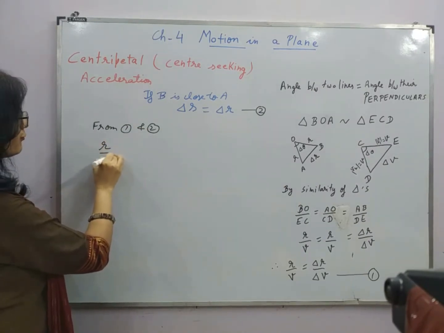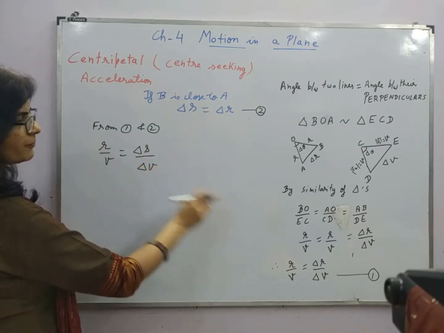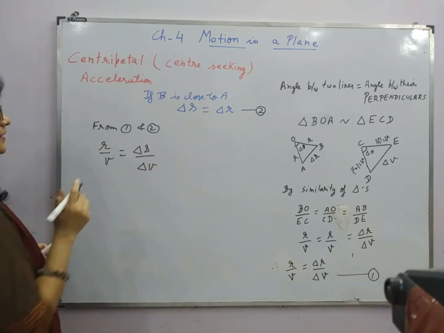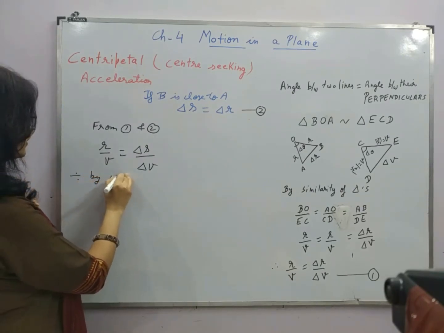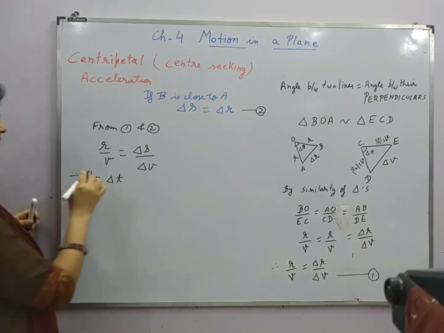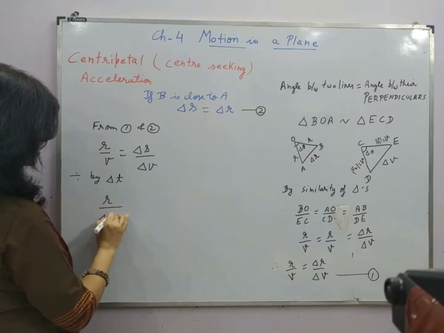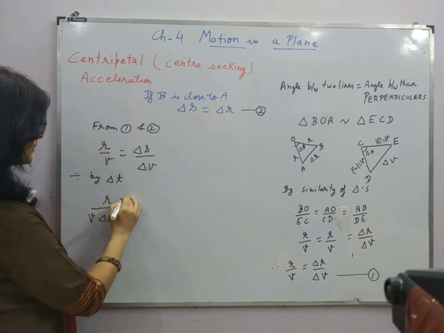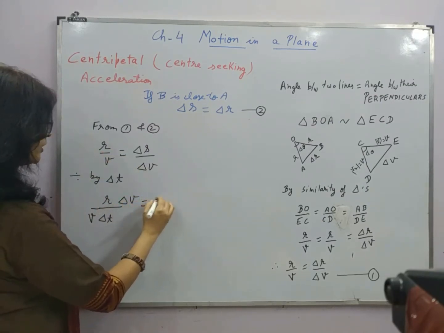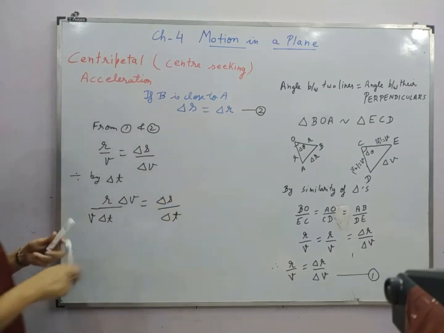R upon V is equal to delta S upon delta V. I have replaced delta R by delta S. Now let's divide by delta T. So this is R upon delta T, and we are cross multiplying here. Delta V is equal to delta S upon delta T.